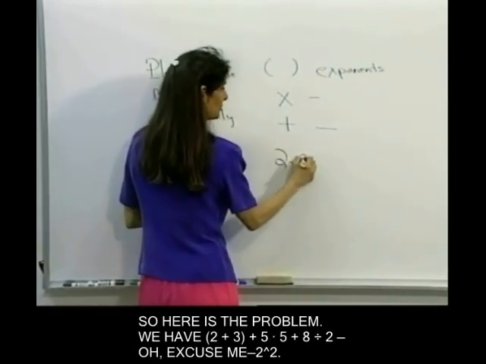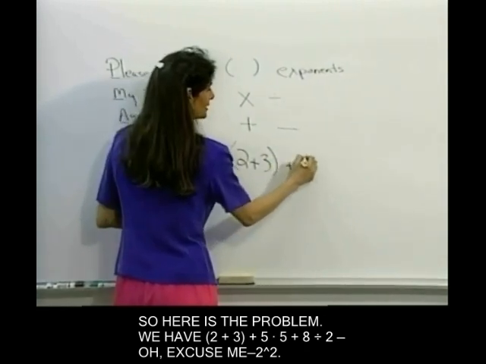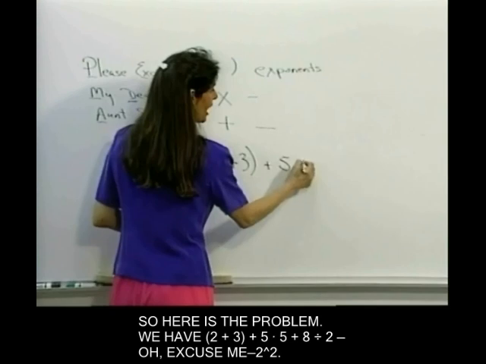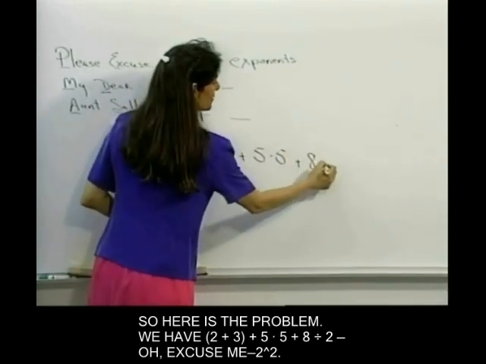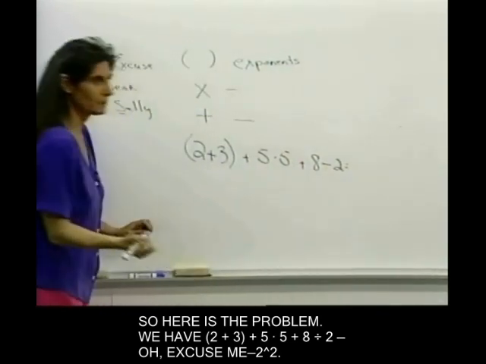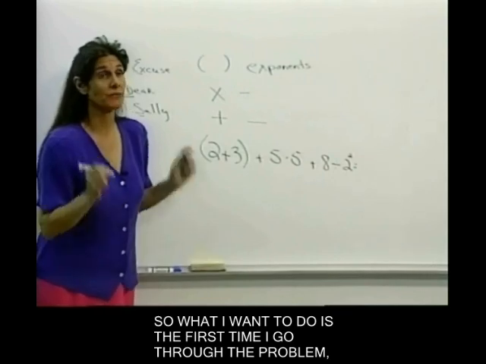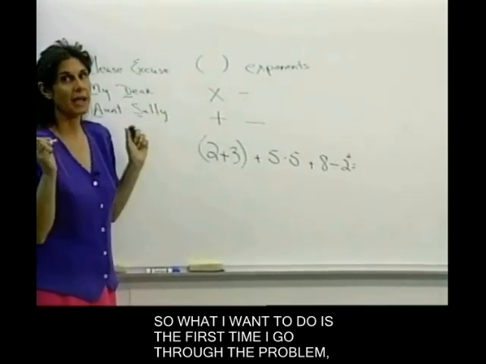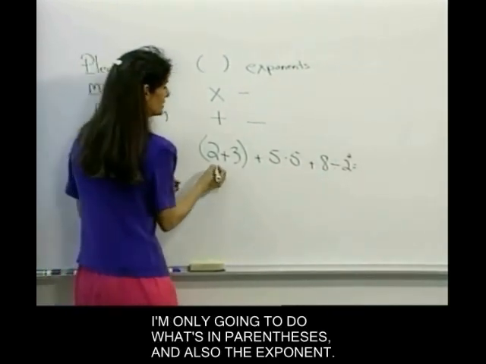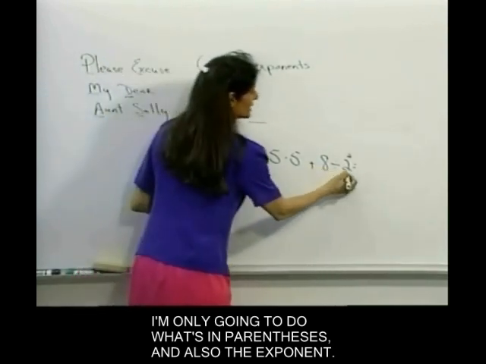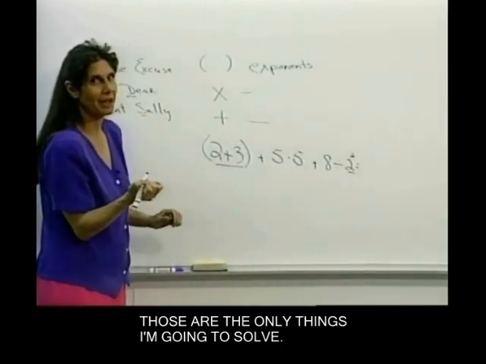We have 2 plus 3 plus 5 times 5 plus 8 divided by 2. Oh, excuse me, 2 squared. So what I want to do is the first time I go through the problem, I'm only going to do what's in parentheses and also the exponent. Those are the only things I'm going to solve.